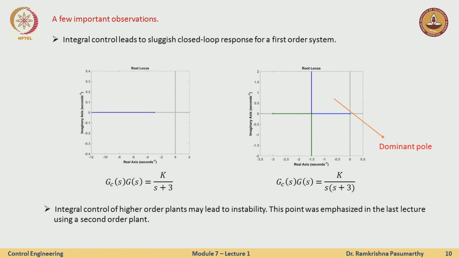Okay. Also, what we could observe is that an integral control leads to sluggish closed loop response for a first order system. Okay. What does this mean?